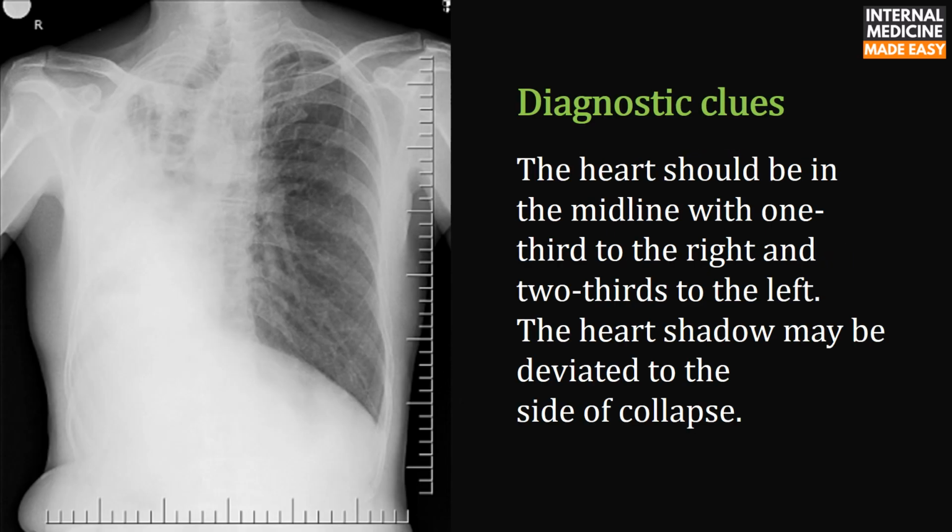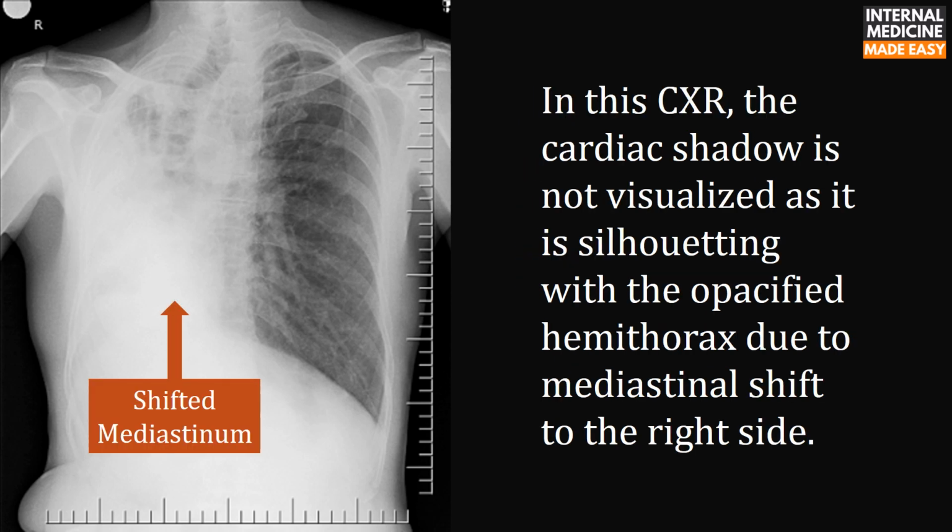The heart should be in the midline with 1/3 to the right and 2/3 to the left. The heart shadow may be deviated to the side of collapse. In this X-ray, the cardiac shadow is not visualized as it is silhouetting with the opacified hemithorax due to mediastinal shift to the right side.